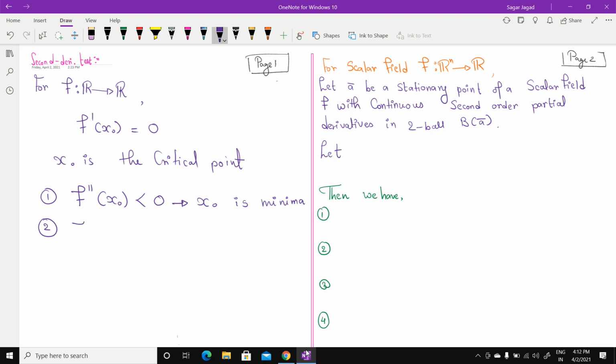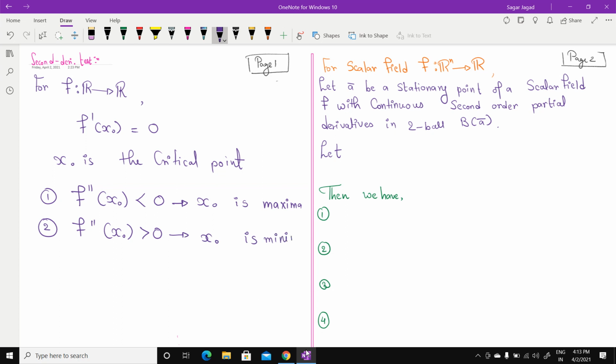And the second case was, if my f double dash at the point x naught is less than 0, sorry, I just went the other way around, that noise just interrupted me. If it is less than 0, then x naught is my maxima. Okay, note that it is maxima. When it is less than 0, it is maxima. When it is greater than 0, it is minima.